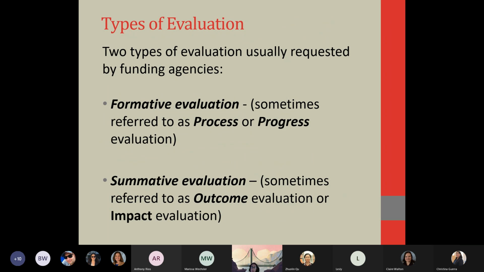slide, which, okay, so now I want to go over some types of evaluation. So there are two types of evaluation usually requested by funding agencies. So one is formative evaluation, and you'll often see this also referred to as process or progress evaluation. And then there's summative evaluation. So some agencies refer to it as outcome or impact evaluation, but they all pretty much mean the same thing.